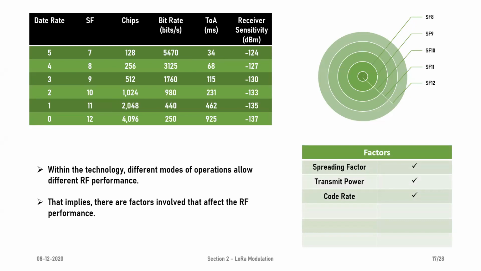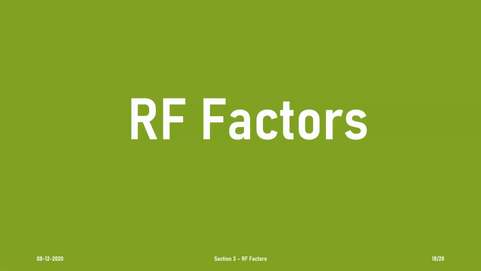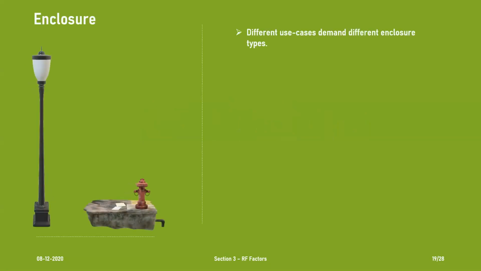Are there any other factors involved that we must be really educated about that actually impact our RF performance? Yes, and that's exactly section 3. We are now going to talk about, and this section is going to be very intuitive, the different RF factors that change the RF performance of a wireless system in the context of IoT use cases. The first big factor we wanted to bring in was the enclosure.